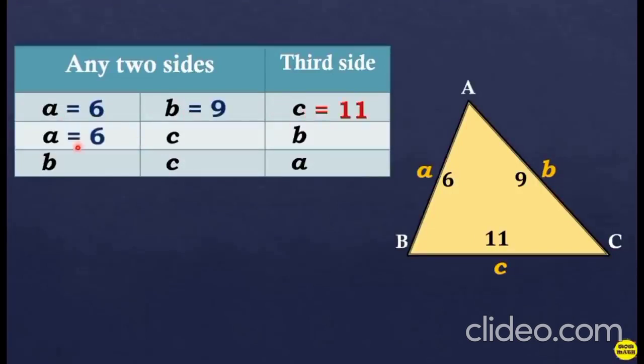Next, for A again, we have 6. For C, we have 11. And for B, we have 9. For B, we have 9. For C, we have 11. And for A, we have 6.